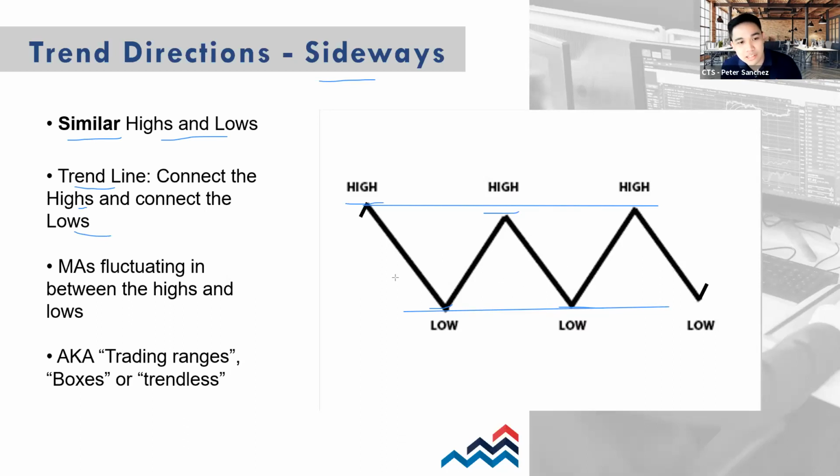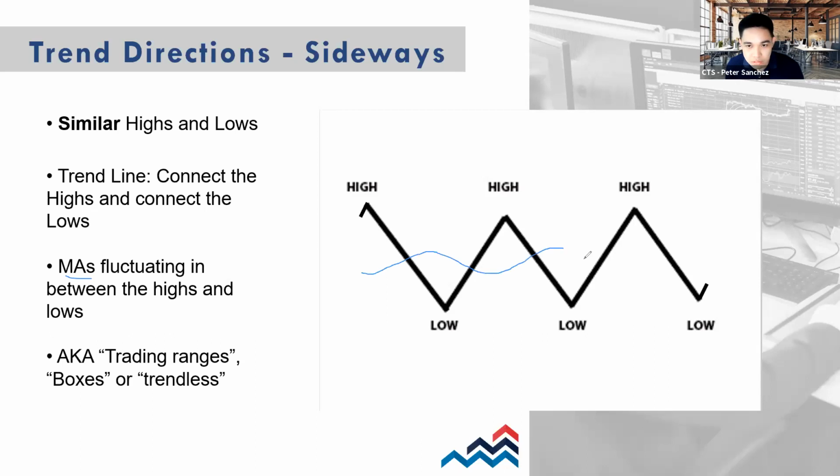In other technical analysis books, it can also be called a trading range, or boxes in Japanese candlestick books. Or for some traders or investors, they say a sideways trend is trendless since it doesn't really have a direction. Okay? We could also identify them by using moving averages. In a sideways trend, the moving averages usually just fluctuate in between. But I'll give an example of this later when we get to the indicators section. We'll focus more on the trend lines. Okay?